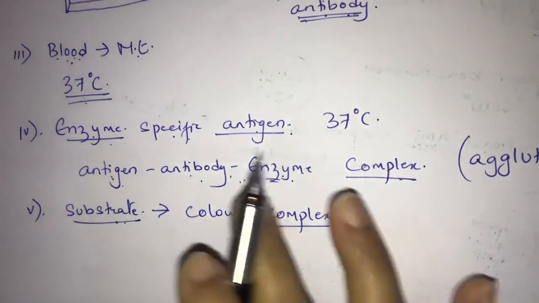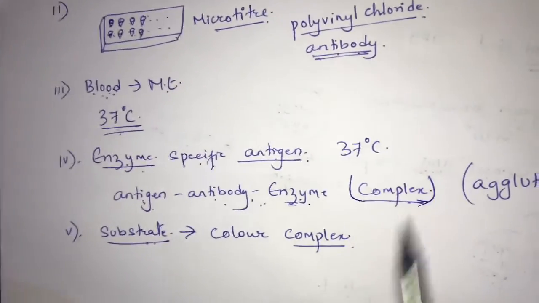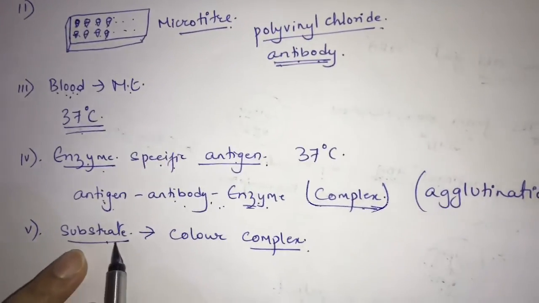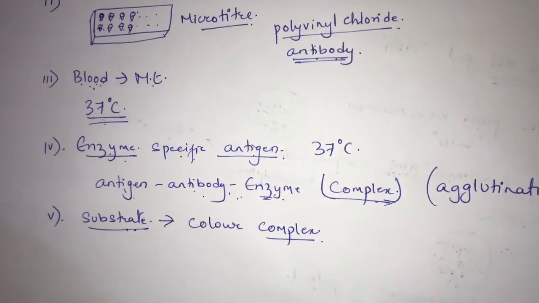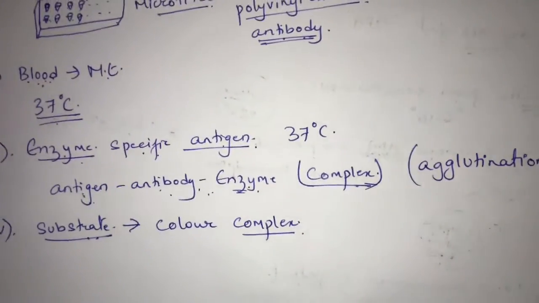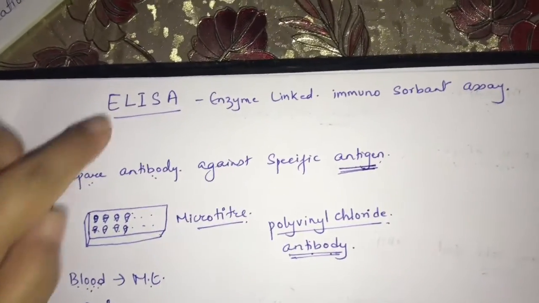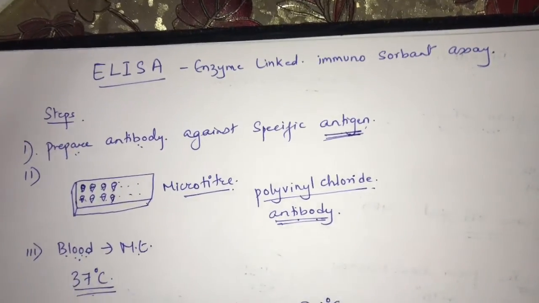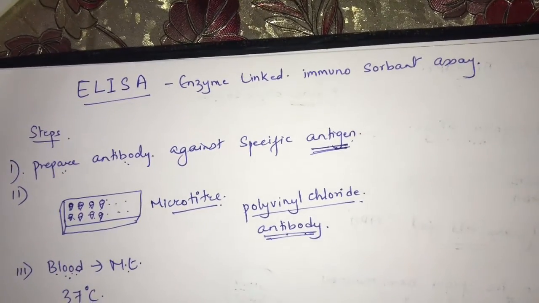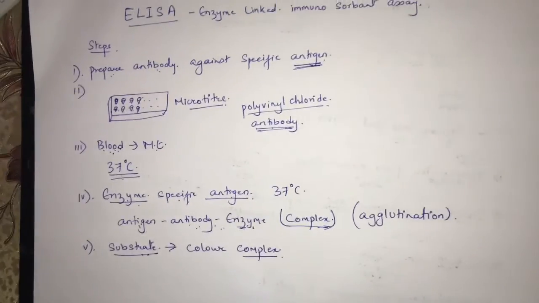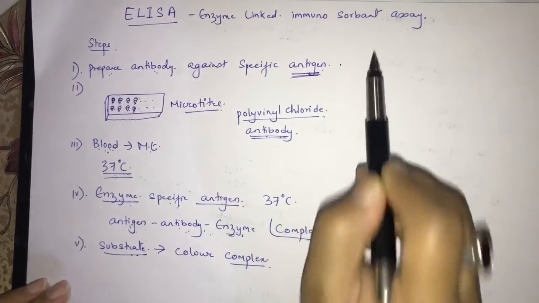And in order to have this complex colorful, we need to add substrate, because the antigen antibody complex cannot be seen by the naked eye. So this is how the early diagnosis, the molecular diagnosis technique, is done. Now remember one thing: if this antigen antibody enzyme complex is formed, then we can say that yes, the person is suffering from this disease.